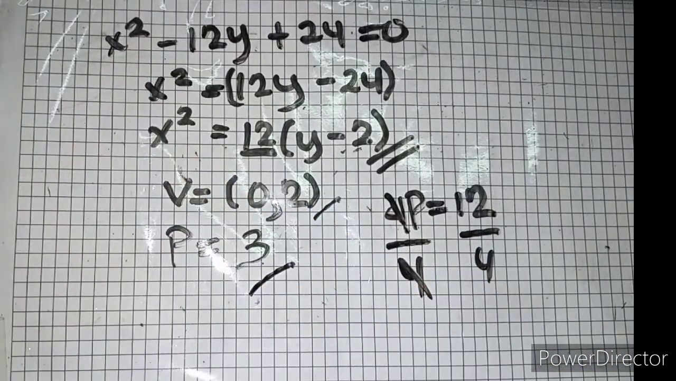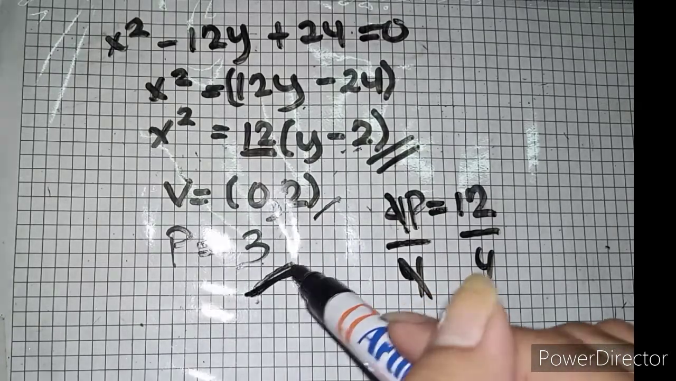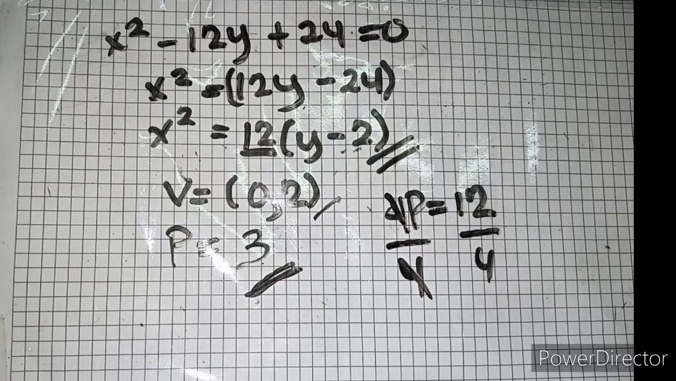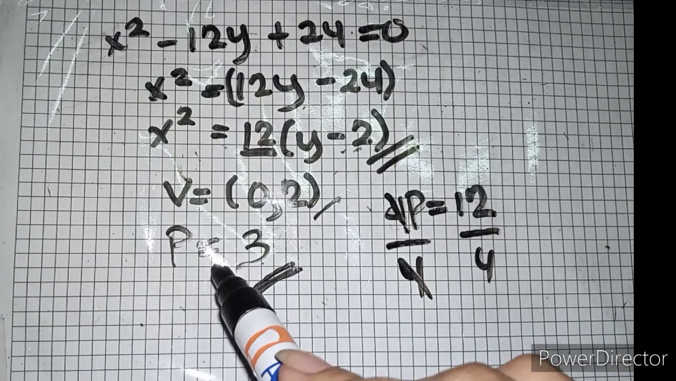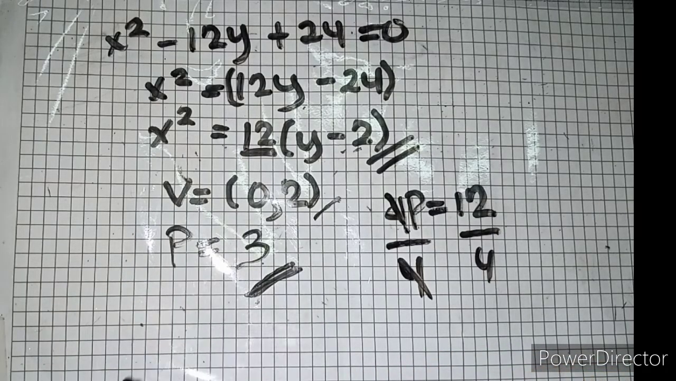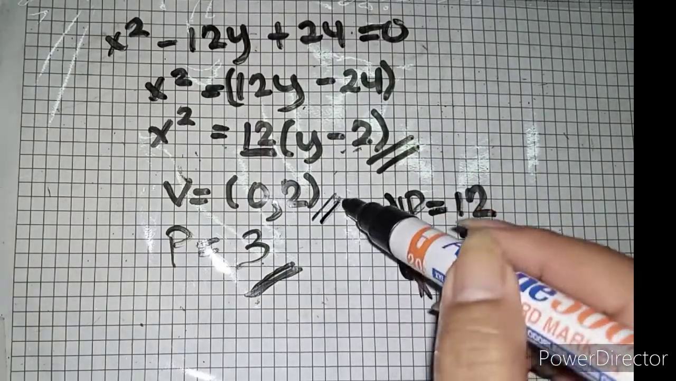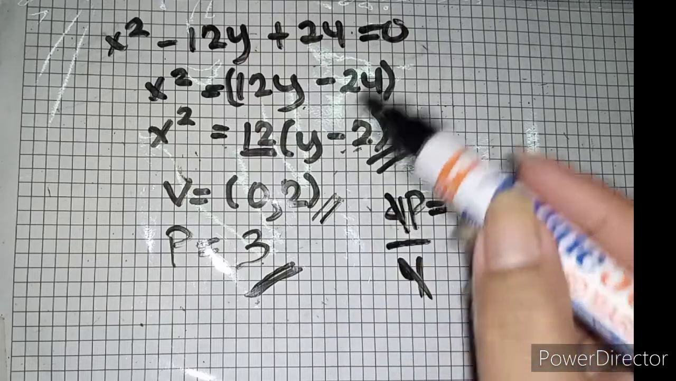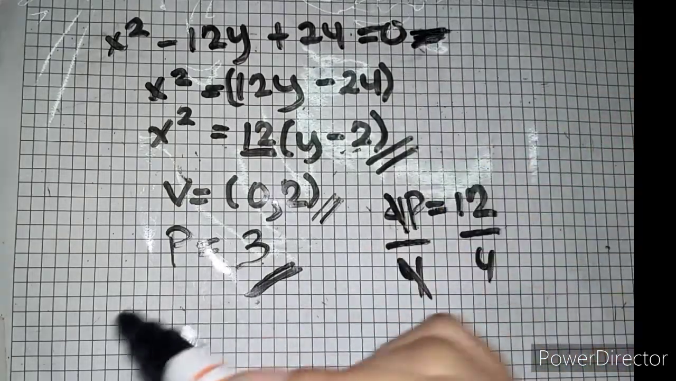Let's go back to the equation. Since the squared variable is x, the opening of the parabola will be vertical. Since P is positive, the opening is upward. Once P is negative, the opening of our parabola is downward. That is for the vertical axis of symmetry. So now, let's use these two values to graph our equation.